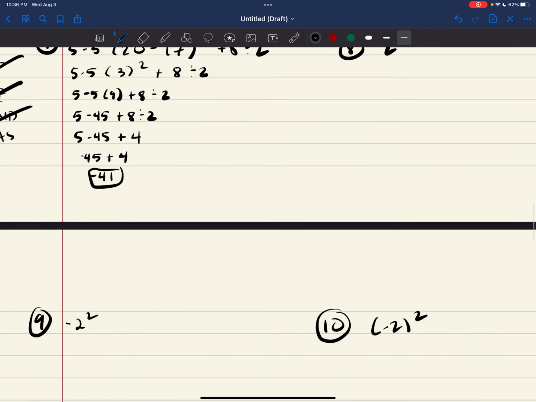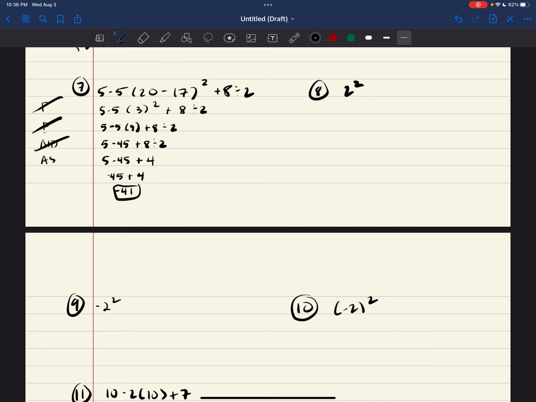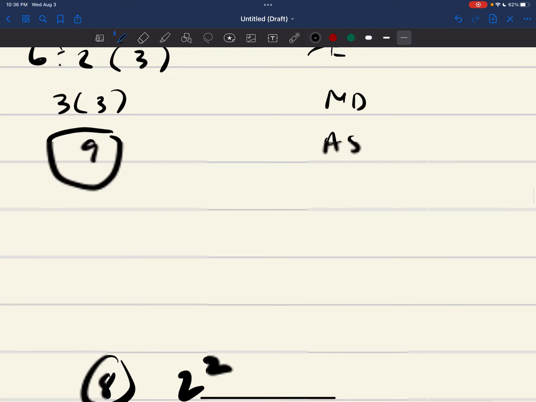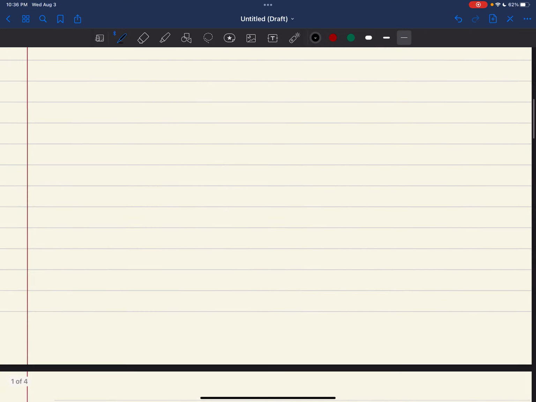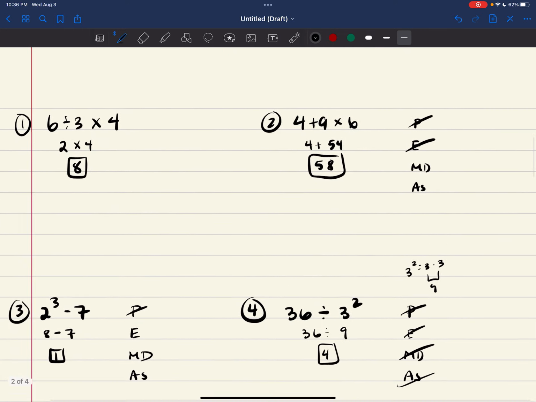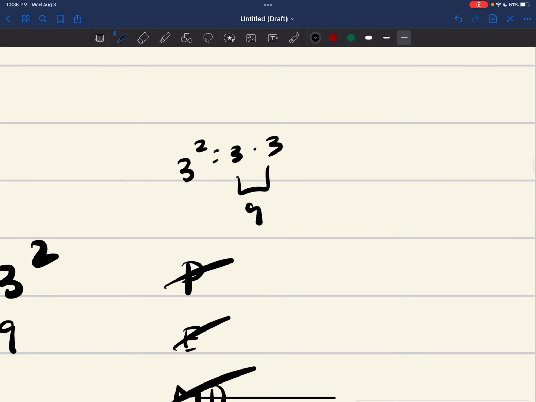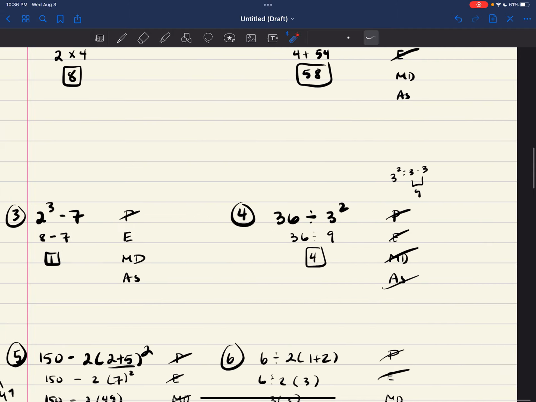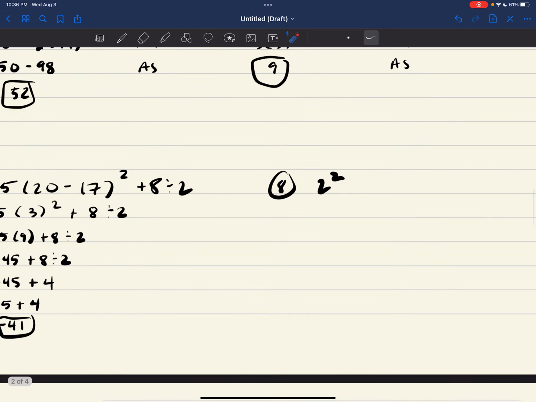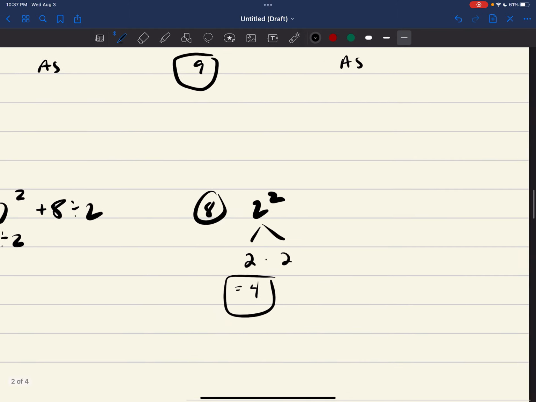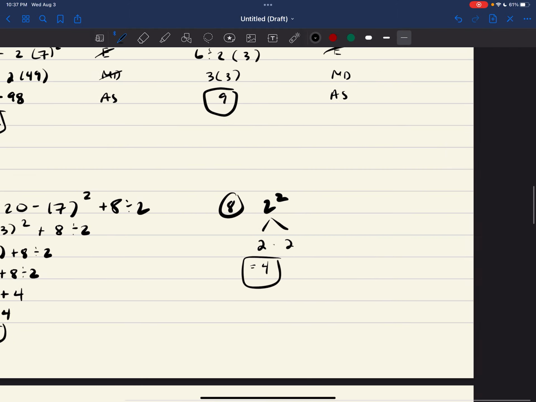Alright, so I have these examples over here, 8, 9, and 10. I'm going to go ahead and explain those to you. 2 squared, remember when we did, let's see, where is it? Oh, this. Remember we showed that 3 squared is the same thing as 3 times 3? Well, we can figure this one out. 2 squared is the same thing as 2 times 2, and 2 times 2 is just 4. And that's my answer. Boom. And you can use a calculator to verify that is true.